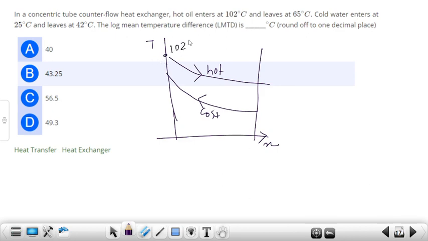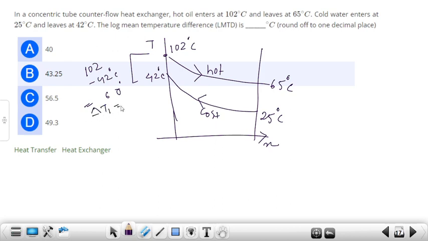The oil enters at 102 degrees centigrade and leaves at 65 degrees centigrade, and the water enters at 25 degrees centigrade and leaves at 42 degrees centigrade. So the difference is 102 minus 42, which is equal to 60 degrees centigrade. This is delta T1 equal to 60 degrees centigrade, and this difference, 65 minus 25, is equal to 40 degrees centigrade, which is delta T2.